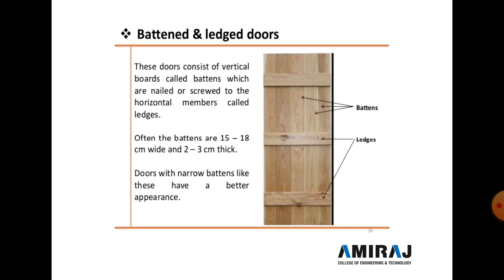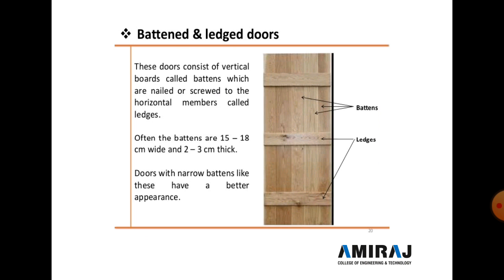So often the battens are 15 to 18 centimeter wide and 2 to 3 centimeter thick, and doors with a narrow batten like this have a better appearance. So this type of the door is generally provided in houses.